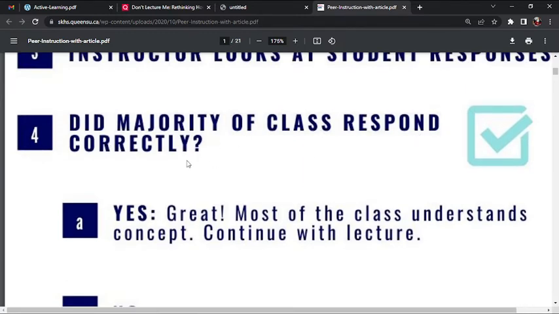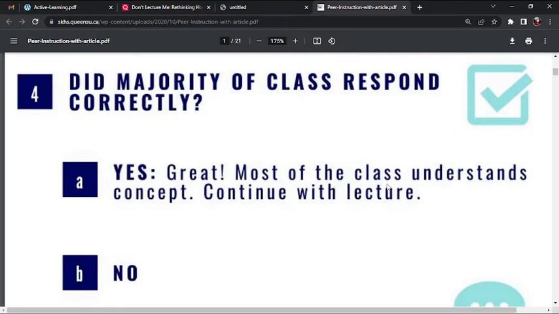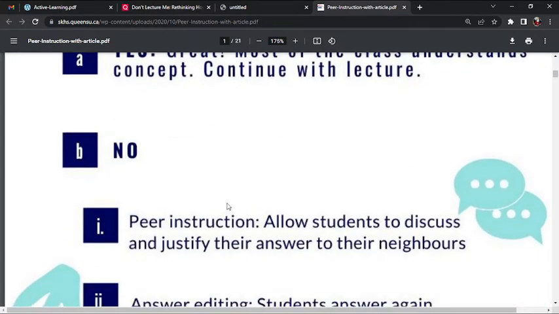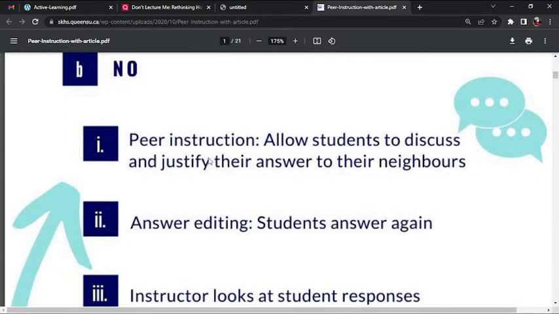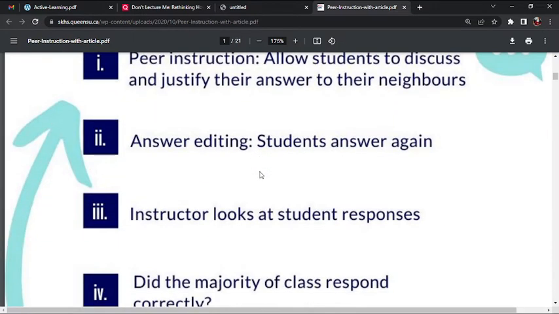Did a majority of the class respond correctly? Yes, great. Most of the class understands the concept. Continue with the lecture. If no, then peer instruction comes in: allow students to discuss and justify their answer to their neighbors. Then answer editing, students answer again.